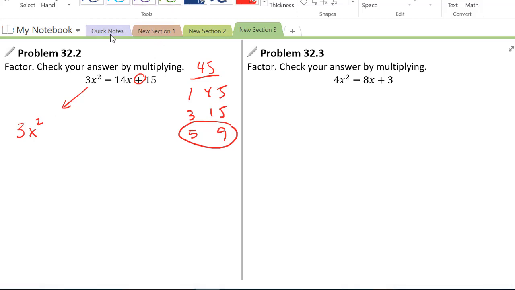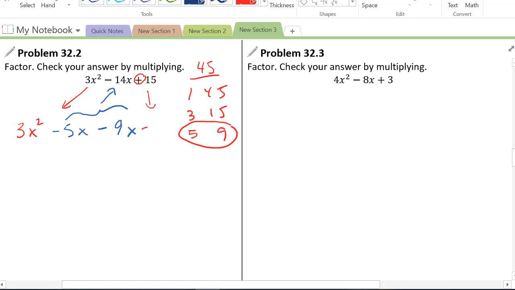Now, the thing that's different about this one is that we need to make a negative 14x now. How do we make a negative 14x? Well, it has to be a negative 5x and a negative 9x, right? So double check. That gives us a negative 14, right? So that's really the only thing that's different. Before they were all pluses, but now the middle sign is a minus. So you just got to make sure that the 2 terms you're choosing give us a negative 14, right? And then we bring down the 15 over here. So plus 15, right?